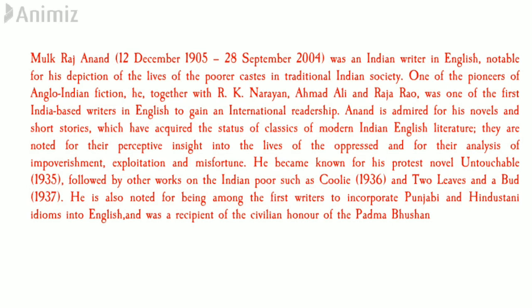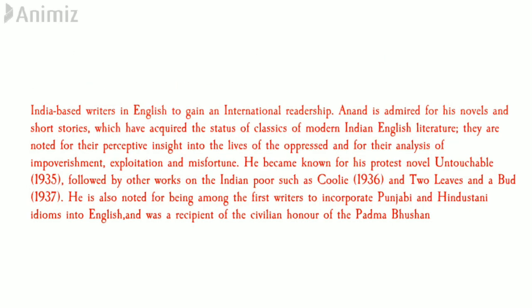So let us quickly see what his major accomplishments are. He became known for his protest novel Untouchable, which was published in 1935, as I mentioned in the beginning of the video, followed by other works on the Indian poor such as Coolie, published in the consecutive year 1936, and Two Leaves and a Bud in 1937. He is also noted for being among the first writers to incorporate Punjabi and Hindustani idioms into English. And one of the most important facts about Mulk Raj Anand is that he received the Indian civilian honor of Padma Bhushan.